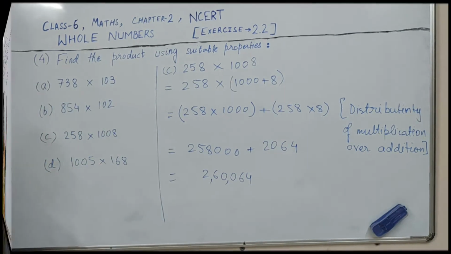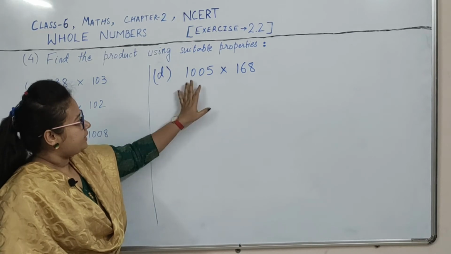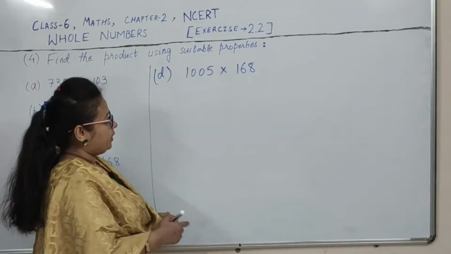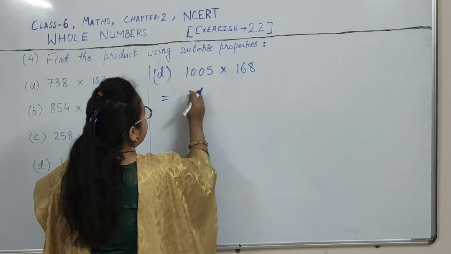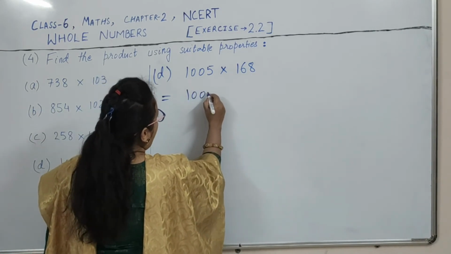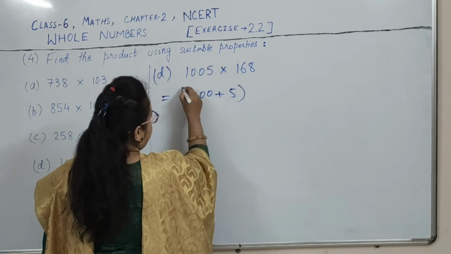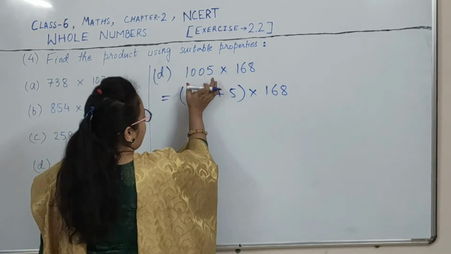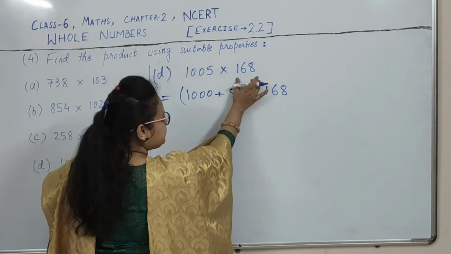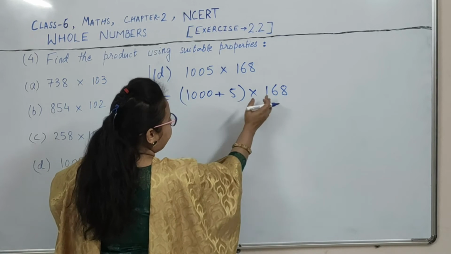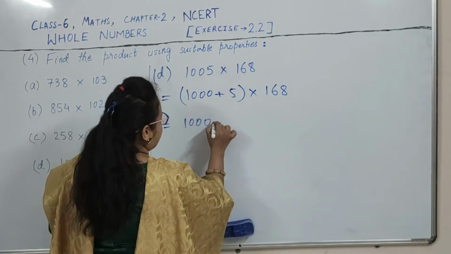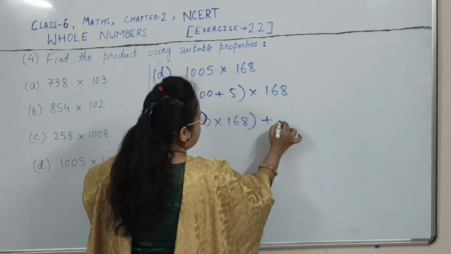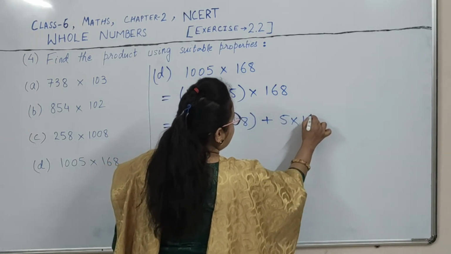Now let us come to the next question. See, now in question number D we have 1005 multiplied by 168. Okay, see how easy the calculation will be with the help of the distributive property. 1005 can be written as 1000 plus 5 taken in a bracket multiplied by 168. Now both 1000 and 5 will be multiplied to 168. So 1000 into 168 taken in a bracket, and then plus, 5 into 168.